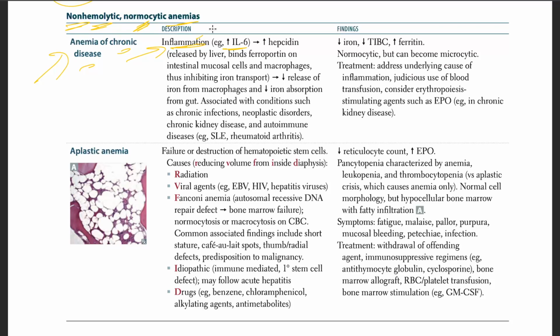Inflammation leads to stimulation of acute phase reactants, for example your CRP levels, for example your hepcidin levels. So hepcidin increases. Hepcidin.